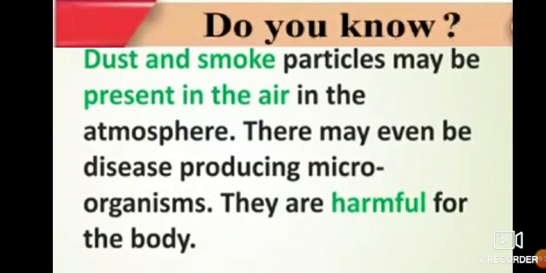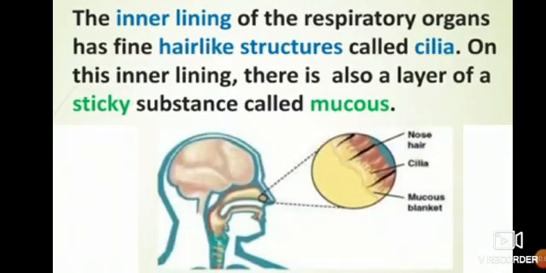So students, if dust and smoke particles go inside our body, then there should be some layers inside our nose to stop these dust and smoke particles, so that they won't enter our body. That is why in our nose there is an inner lining of the respiratory organs. It has a fine hair-like structure and it is known as cilia.